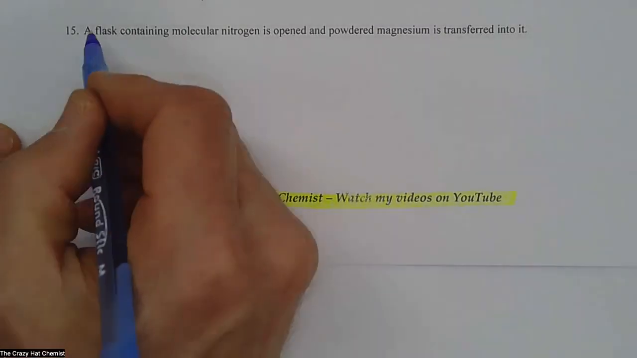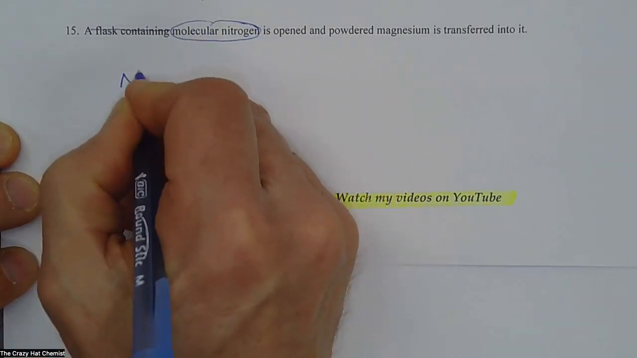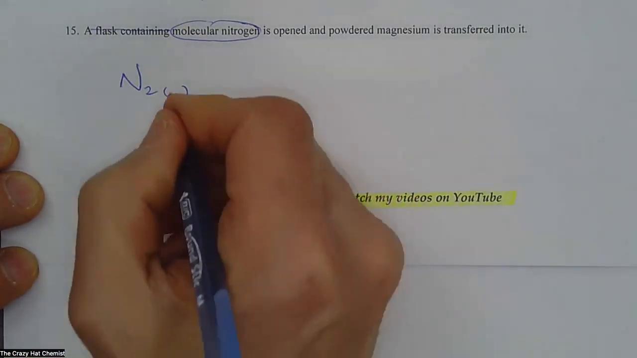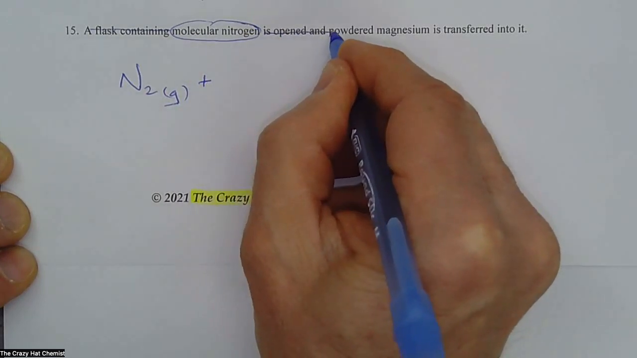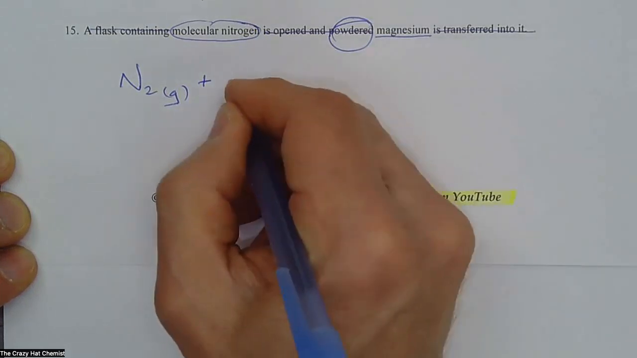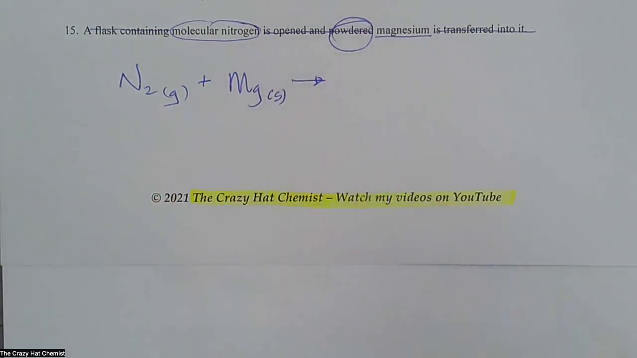All right. A flask containing molecular nitrogen. So that is going to be N2, and that is a diatomic, it's nitrogen, and that is a gas. Plus is opened and powdered magnesium. Powdered magnesium is transferred into it. Magnesium powdered, that's a solid. I'm not looking at solubility rules here whatsoever.